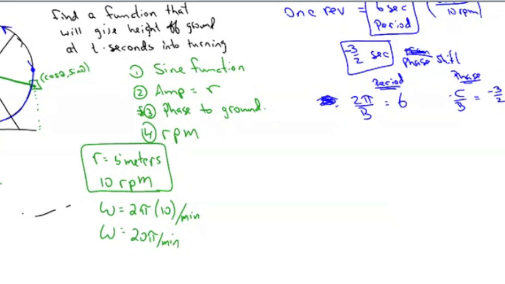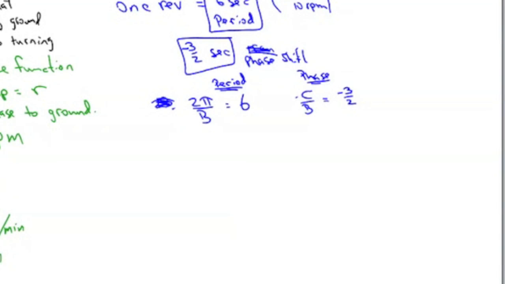Where'd you get the 3/2? If I know my period is 6 seconds, it takes 6 seconds to go from this point all the way around back to this point, right? I need to bring my circle back a quarter of a turn. So how many seconds is a quarter of a turn? Well, 1/4 of 6, which is 6 over 4, 3/2.